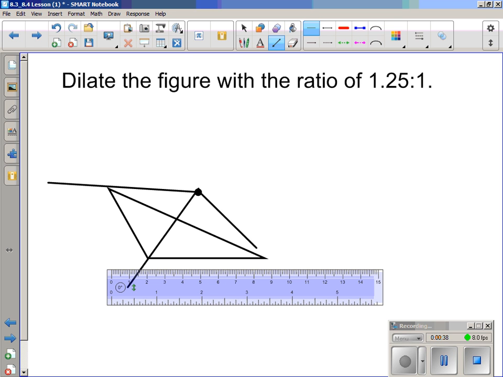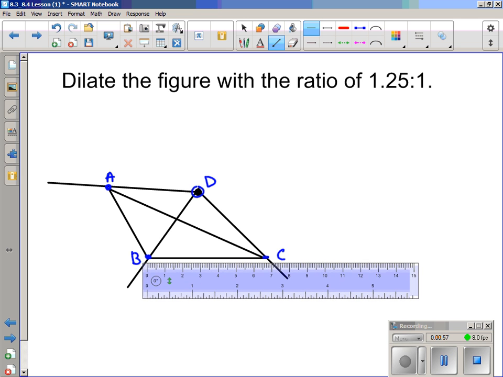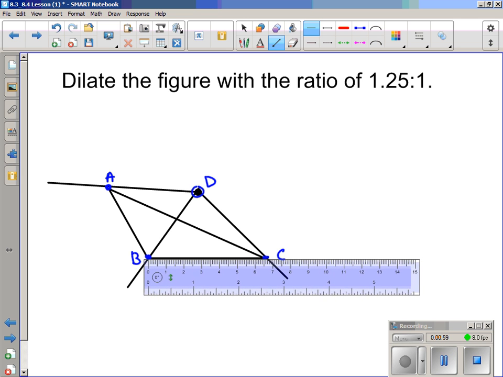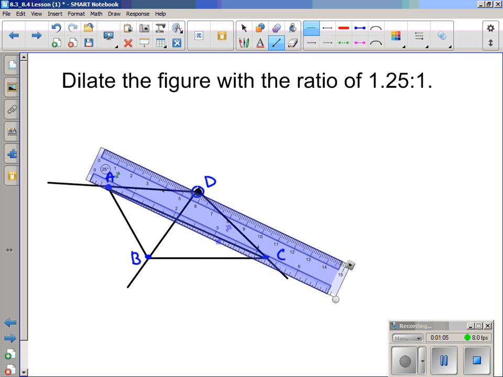Okay, so I have that. Okay, and I'm going to label these points just so I can see. We'll do A, B, C, and we'll call our center right here D. All right, and now your ruler measurements are going to be slightly different than mine because my ruler's not an exact ruler. I can make it bigger. So I'm going to say that's about 6.5. Oops, I don't want to measure from there, excuse me.